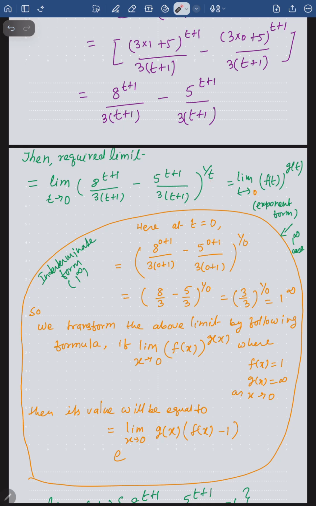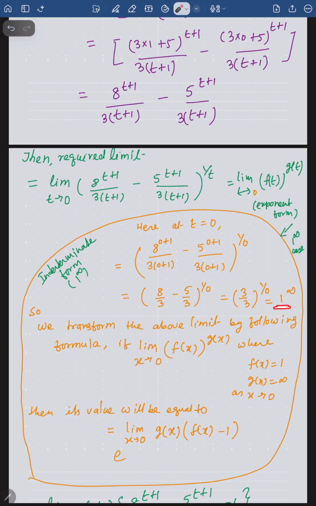This base is 1. How? You can see it. If you put t equal to 0 in this expression, you will get 8^(0+1) divided by 3(0 + 1), minus 5^(0+1) divided by 3(0 + 1), all to the power 1 upon 0. So 8 by 3 minus 5 by 3, to the power 1 upon 0. 3 by 3 is 1. Power 1 by 0, so 1 raised to the power infinity.